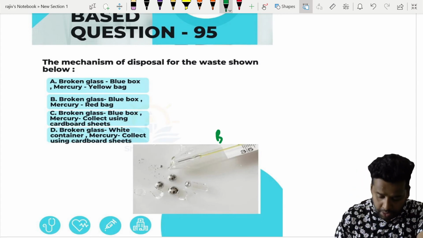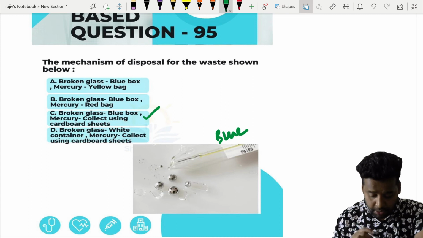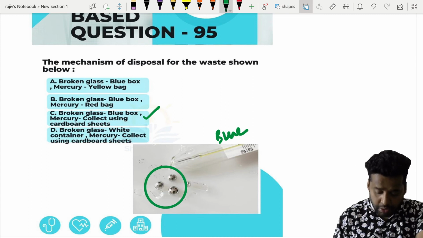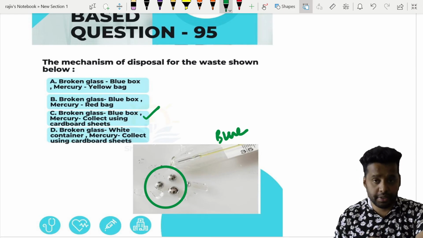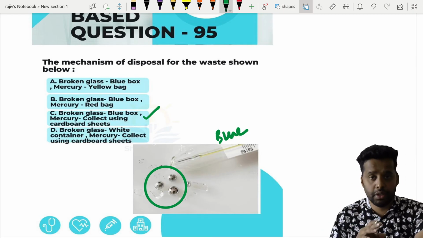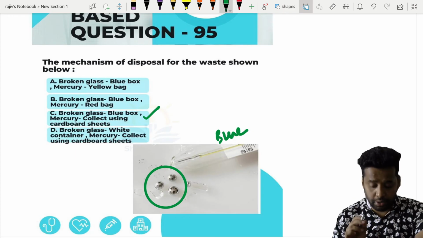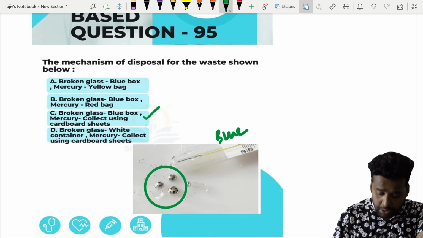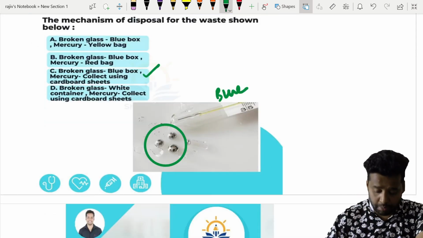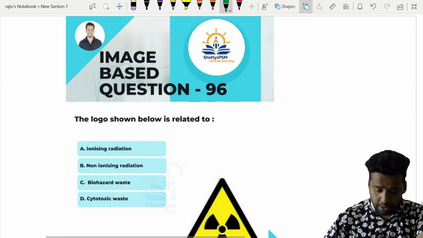The next question was, there is mercury spillage, thermometer broken. Now the broken glass will go in blue bag, blue box, and the mercury what you are having, collect it using cardboard sheets or X-ray sheets. Then dispose into a container with water. Collection and disposal, cardboard sheets what you are using. Answer is option C. Mercury spillage. But the broken glass will go in the blue bag. Mercury, cardboard sheets.